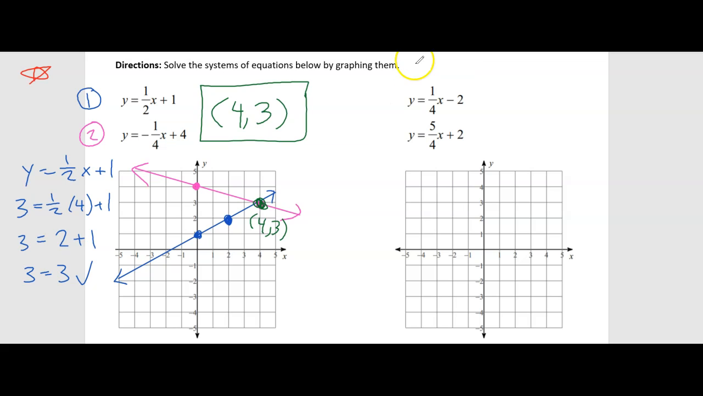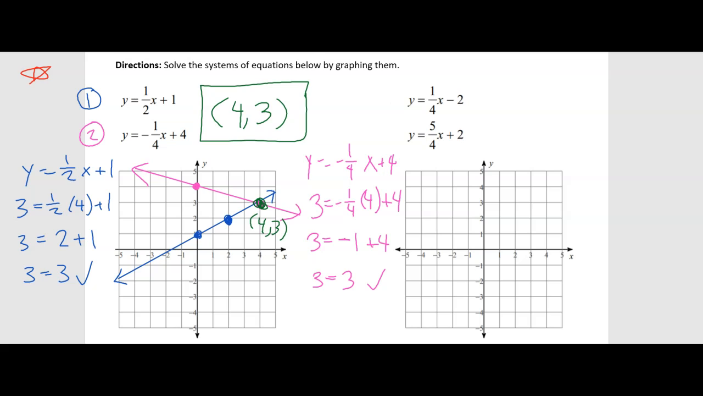Now if I do it with the pink equation, y equals -1/4 x plus 4, and do the same thing, I substitute in my x and my y value. Well, -1/4 times 4 is -1. -1 plus 4 is 3. So again, this shows you that this point makes both of the equations true. If we had chosen some other point, it may have made one of the equations true but not the other one, or it may have made both of the equations false. So it would not be a solution.